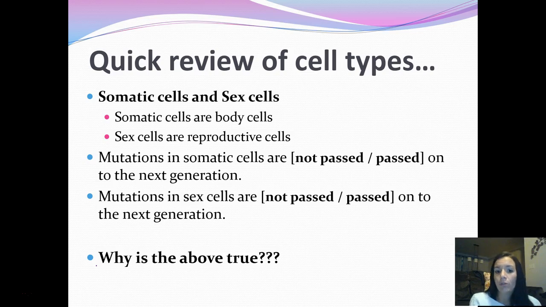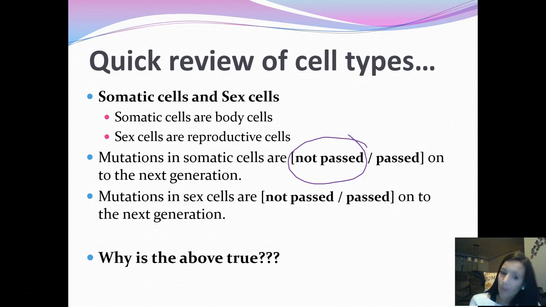Two terms you should have heard by now are somatic cells and sex cells. Somatic cells are body cells and sex cells are reproductive cells. The thing that you need to be aware of is what is passed down and what isn't. So mutations in somatic cells, or your body cells, are what to the next generation? The answer is not passed. If you get a cut on your arm, your child's not going to be born with that same scar on their arm from where you cut yourself.